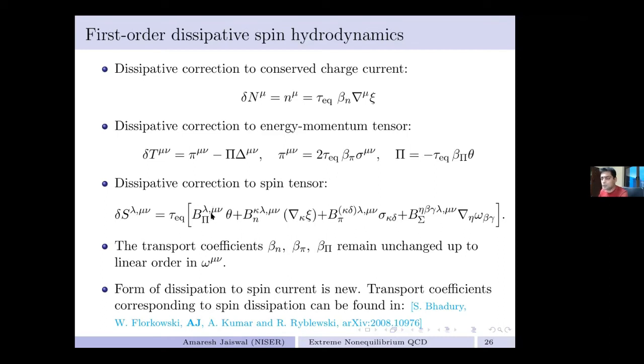What still remains to be understood or done is the proper decomposition of this. Decomposition in the sense that delta T mu nu could be decomposed as shear stress tensor and bulk viscous pressure, and then we can try to apply intuition to how the dissipation works. So this is still a step which we need to do. We need to find a proper decomposition for this dissipative correction to the spin tensor, and then find how the dissipation works. However, the mathematical form is obtained here for the first time.